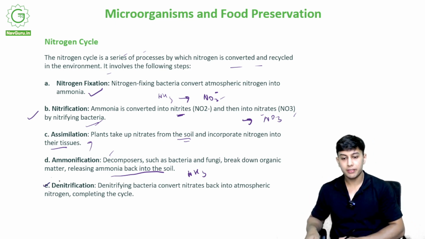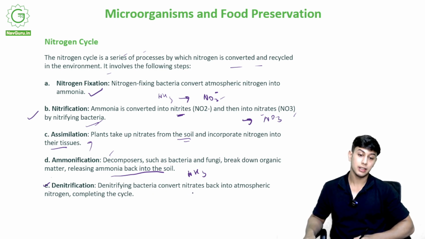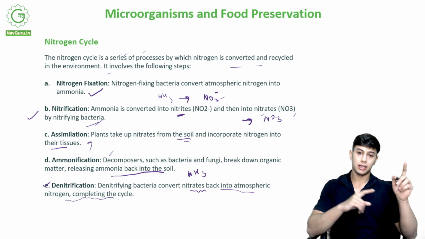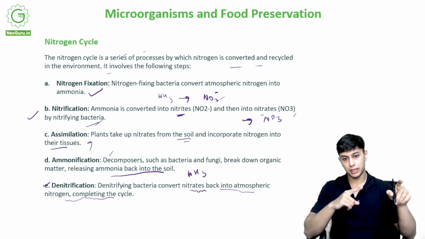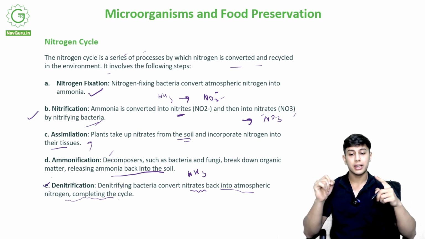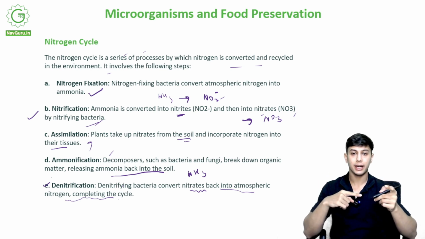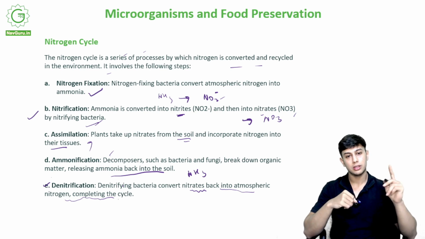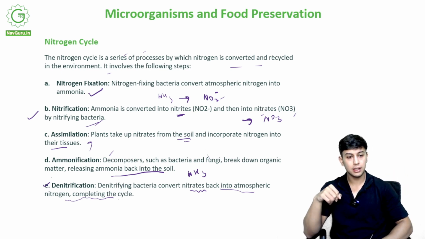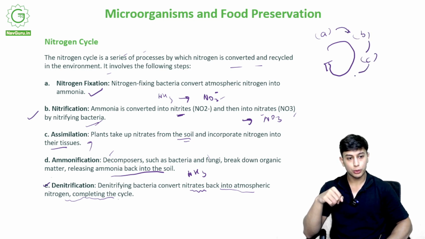Denitrification. Denitrifying bacteria convert nitrates back into atmospheric nitrogen, completing the cycle. Since nitrogen was converted from the atmosphere for plants and animals to use, it is sent off again at the end, released to the atmosphere. So a complete cycle has been formed. It started from A, nitrogen fixation, then it went to B, then C, then D, then E, and again to A. This is how the nitrogen cycle works.